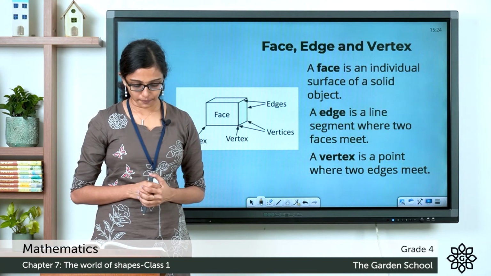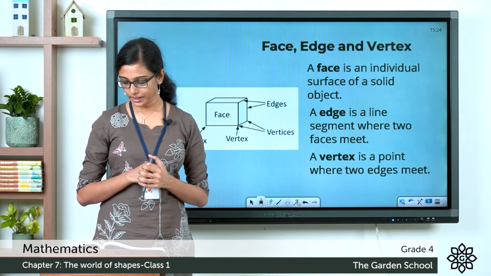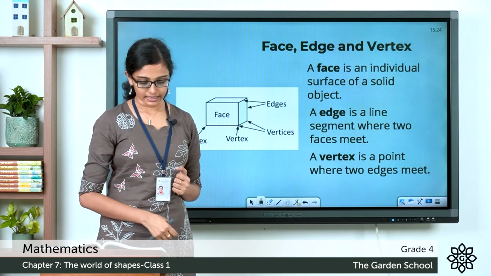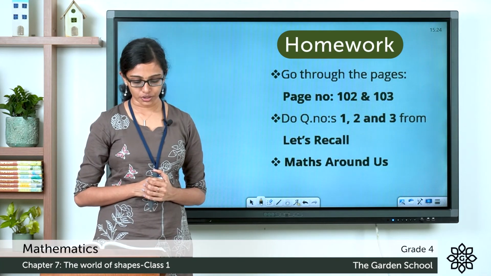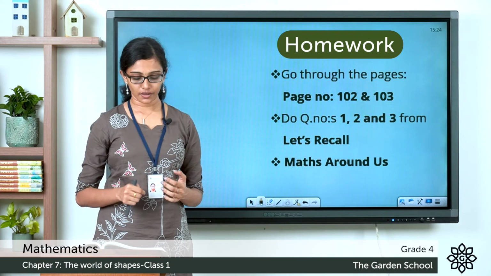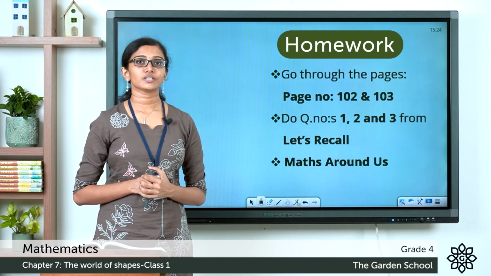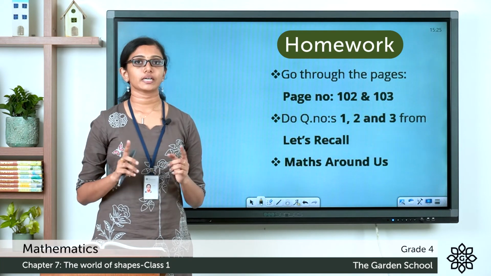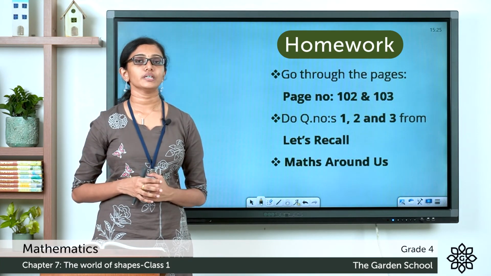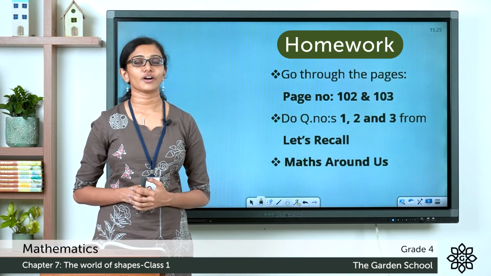You have to go through the pages, page number 102 and 103 in your textbook, and there you can see 3 questions given in the Let's Recall page. Go through these questions and you have to answer them. You can answer these questions in the textbook itself. And in page number 103, you can see a box, Maths Around Us. Go through that as well and do accordingly.